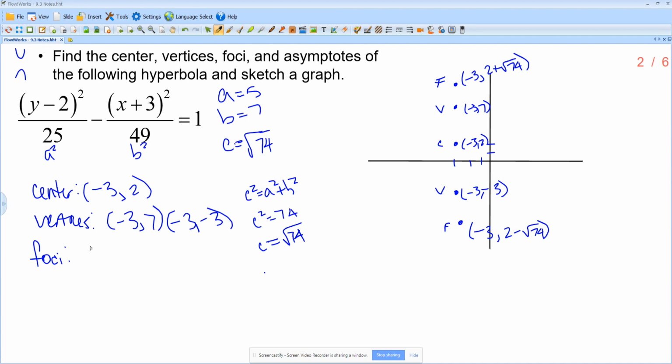So for my focal points, you can just write it as -3, 2 plus or minus root 74. Here, I didn't write it as 2 plus or minus 5 because I could actually do 2 plus 5, 2 minus 5, and get an integer.